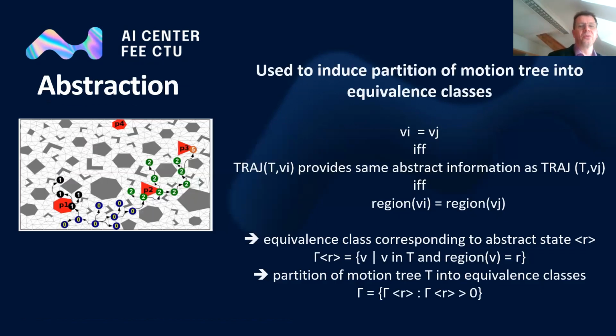You would do some equivalence class partitioning, if you like maths, so that if you are in the same region, then the trajectories are the same, so that you can map things while exploring the search tree to the region that you are looking at.